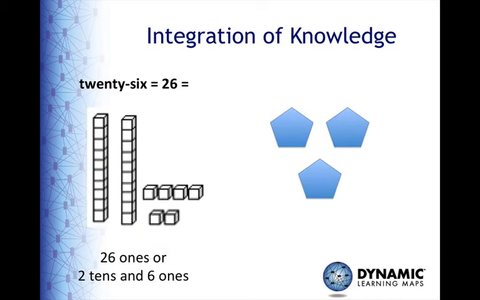Unitizing requires students to integrate their knowledge of number words, numerals, and quantities. For example, the number word 26 is represented by the numeral 26 and is counted as a group of 26 ones, or 2 tens and 6 ones. Or 3 blocks could be counted as one group, or 3 individual blocks.